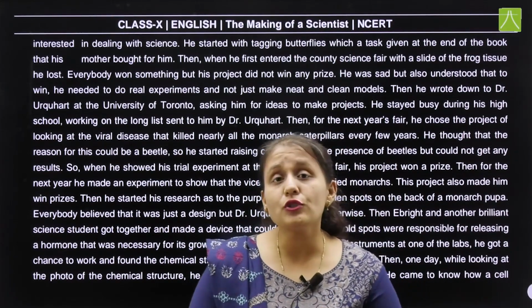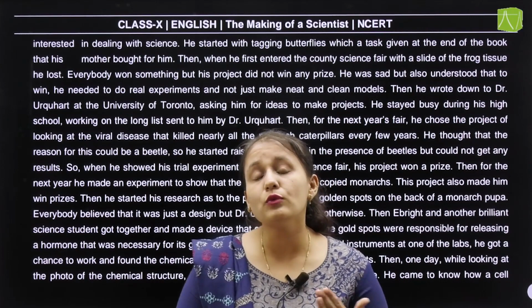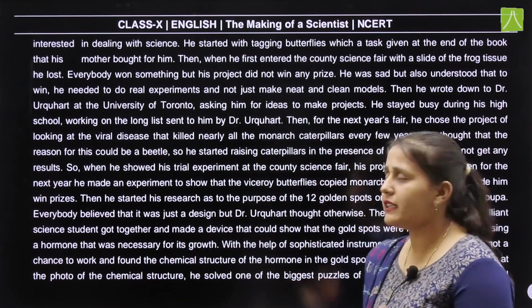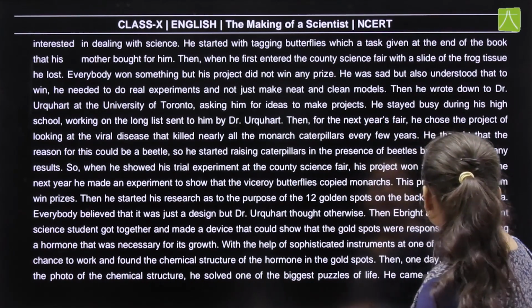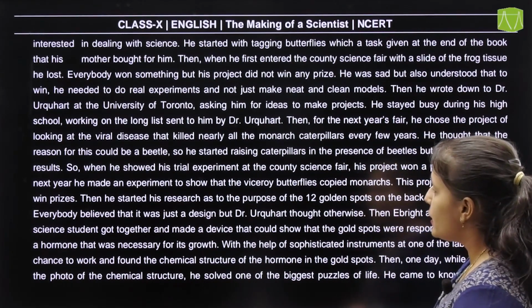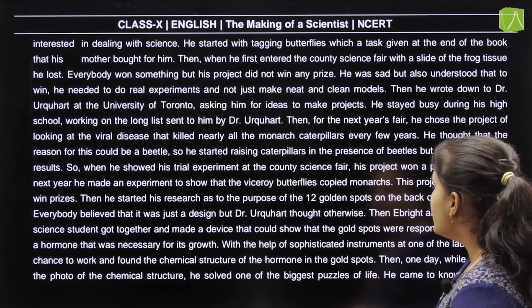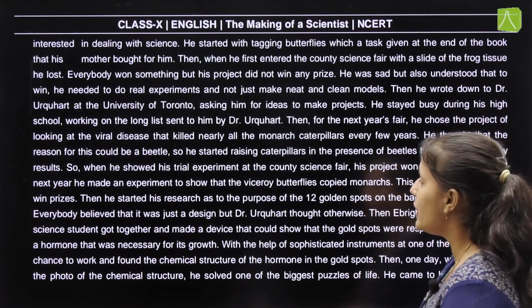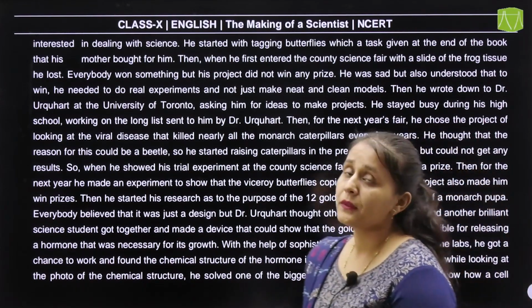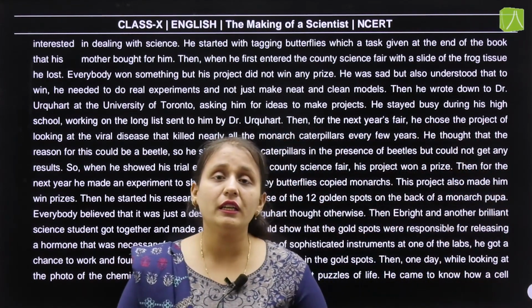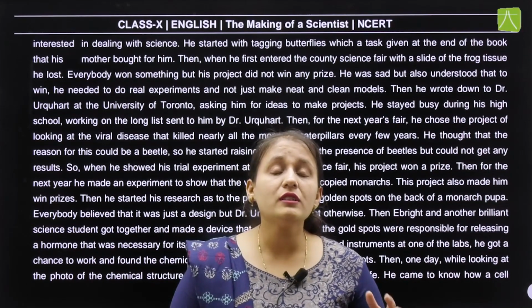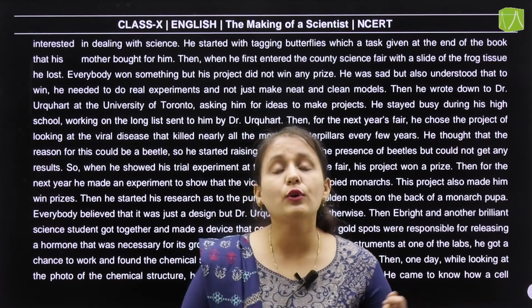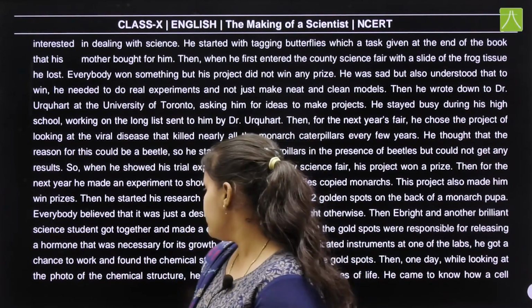Now Richard wanted to know what is actually the reason behind those 12 spots, and even though Dr. Urquhart didn't think like that, Ebright and another brilliant science student got together and made a device that could show that the golden spots were responsible for releasing a hormone that was necessary for its growth. फिर जब उन्होंने इस पे रिसर्च शुरू करी तब उन्हें क्या पता चला कि गोल्डन स्पॉट्स जो हैं वो एक तरह का हार्मोन रिलीज कर रहे हैं जो कि उनकी ग्रोथ के लिए बहुत ज्यादा जरूरी है.